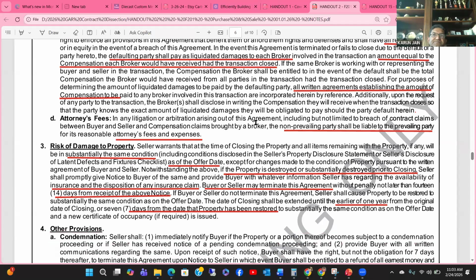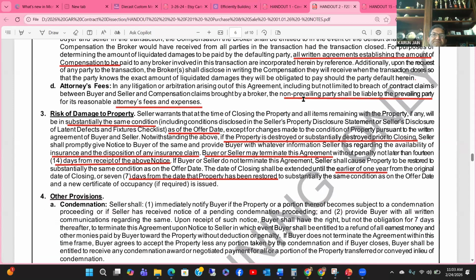And then attorney's fees. This fancy language here, non-prevailing party, that means loser in a court case. Prevailing party means winner in a court case. Meaning, if it goes to court for any reason or arbitration, the loser will most likely have to pay the winner's court costs and attorney's fees.